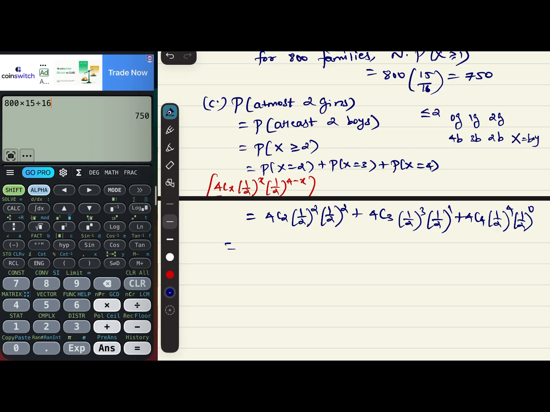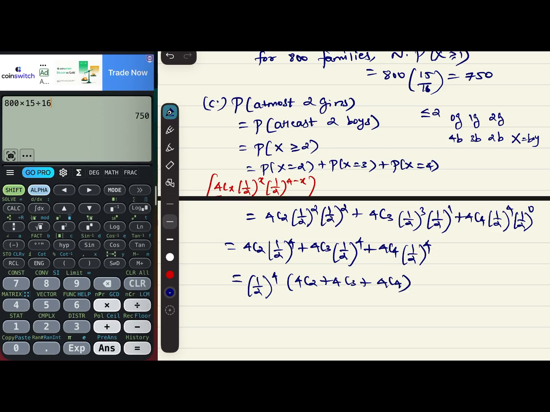So that will give you 4C2 (1/2)^4 plus 4C3. Again, since the base is the same in the exponent, the powers get added, so it is going to be 4 again. 4C4 here again (1/2)^4, because (1/2)^0 is 1. So you can pull out (1/2)^4 outside and write 4C2 plus 4C3 plus 4C4, and (1/2)^4 is 1 by 2^4, which is 1 by 16.